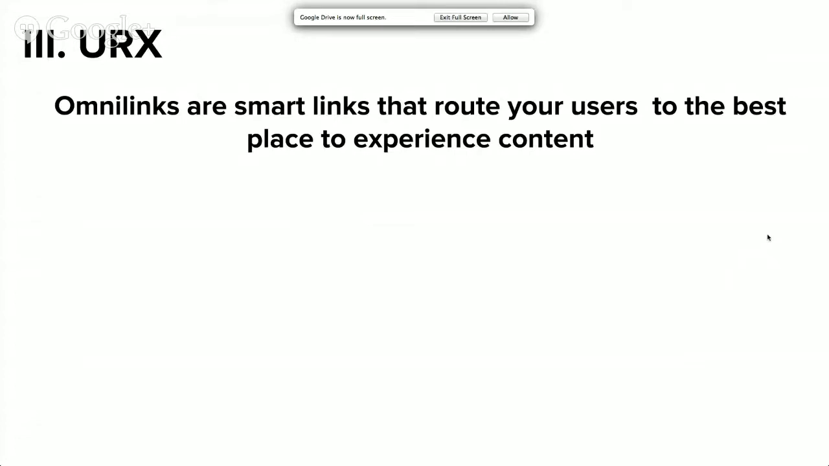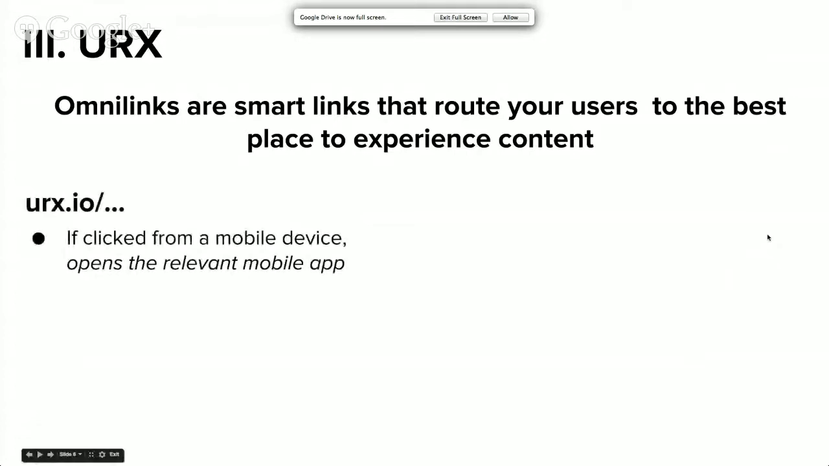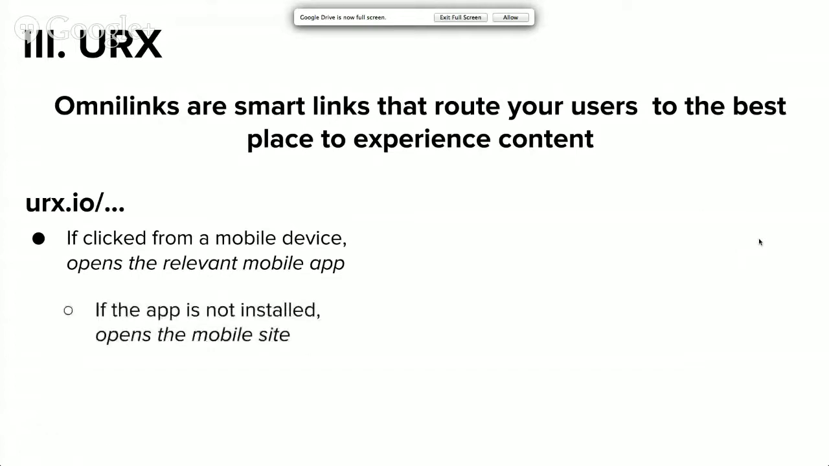To unpack that a little bit, basically how it works is when you put http://urx.io in front of your link, if it's clicked on a mobile device and that user has the iOS app or the Android app installed, it will open to the correct page in that app. If they do not have the app installed on that device, it will fall back to the website so they can read the content. The idea being that this link should never fail and it should always bring the user to the content.